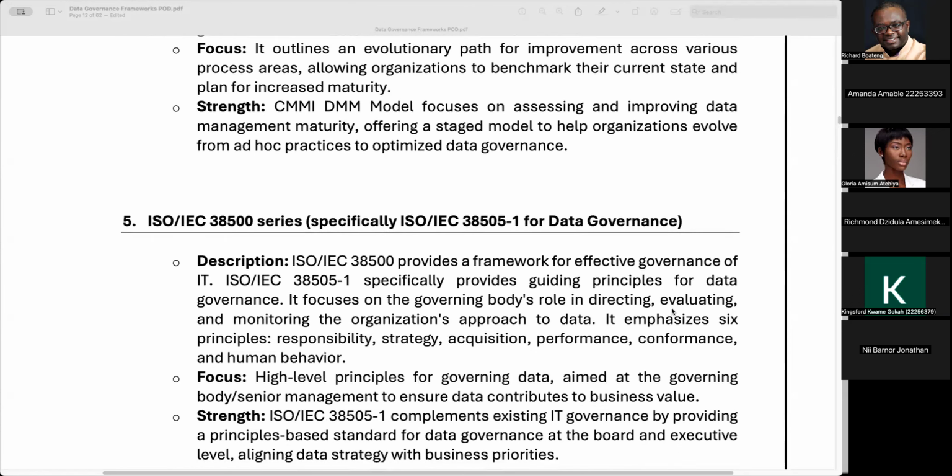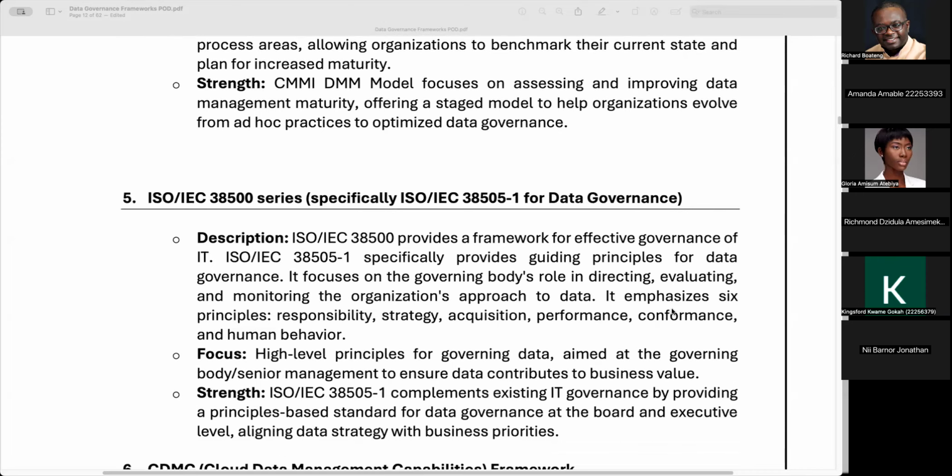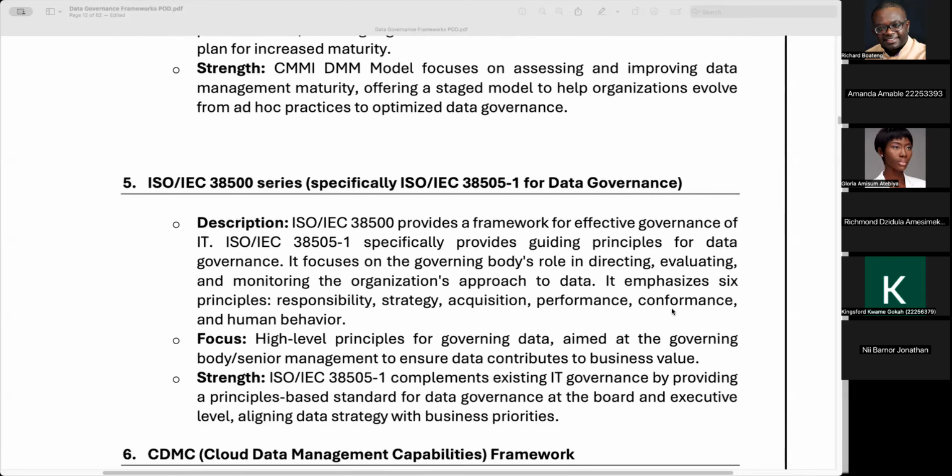Okay. ISO/IEC 38500 series, specifically ISO/IEC 38505-1 for data governance. ISO usually means standards. Right. This is a high-level, principles-based international standard. What's interesting is that it's aimed specifically at the governing body of an organization. Think the board of directors or the most senior executive management team.